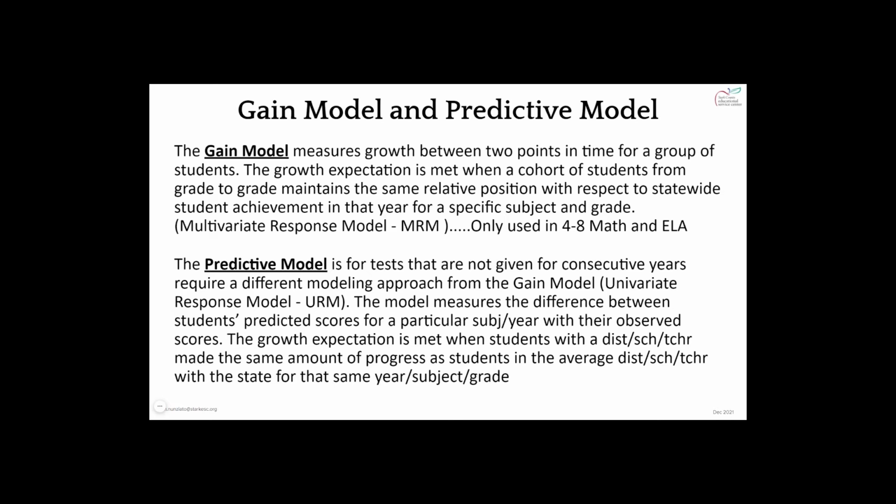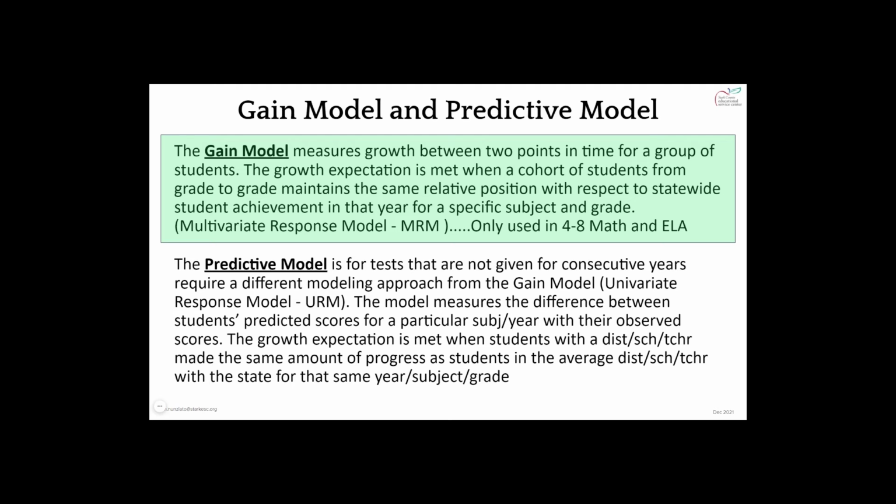The other model, the predictive model, is for those testing years where they're not in continuous testing, meaning 5th and 8th grade science or end of course exams. Now, some of you may wonder if you go from 8th grade math to 9th grade algebra, that's consecutive years. But you don't have to do that as a student. So when you get into the end of course, your high school courses, we go from the gain model to the predictive model. And the predictive model is called the univariate response model. Now, the word predictive doesn't mean we're predicting, but I'll explain that more when we get to there.